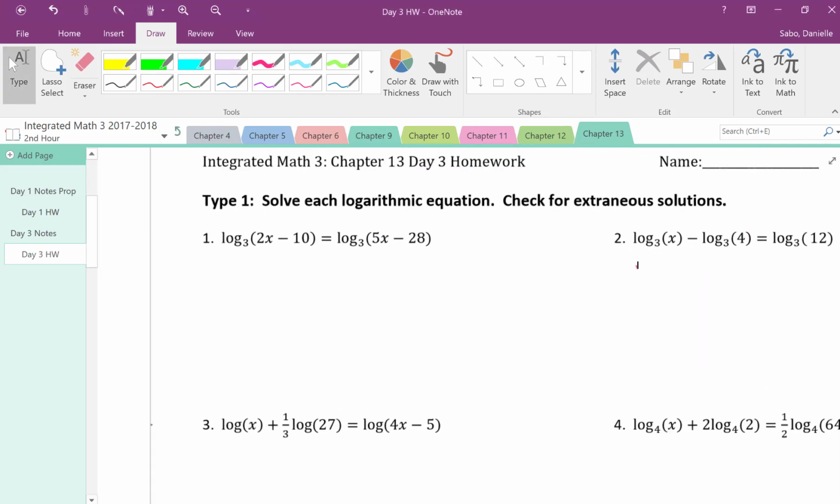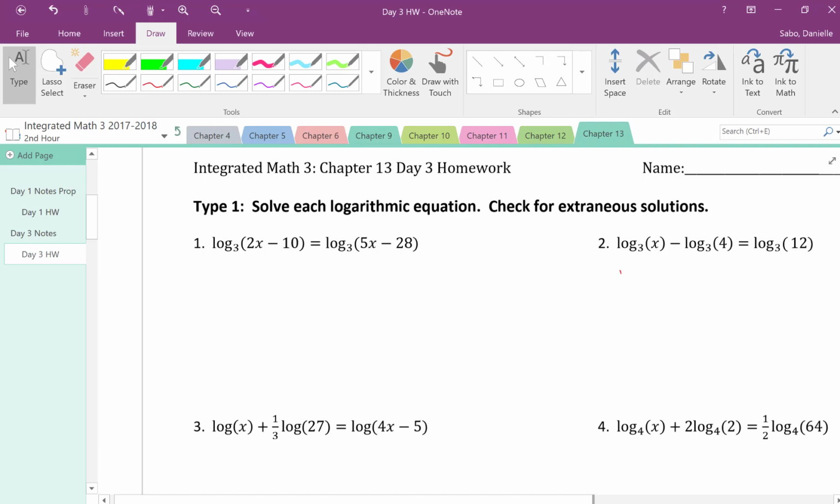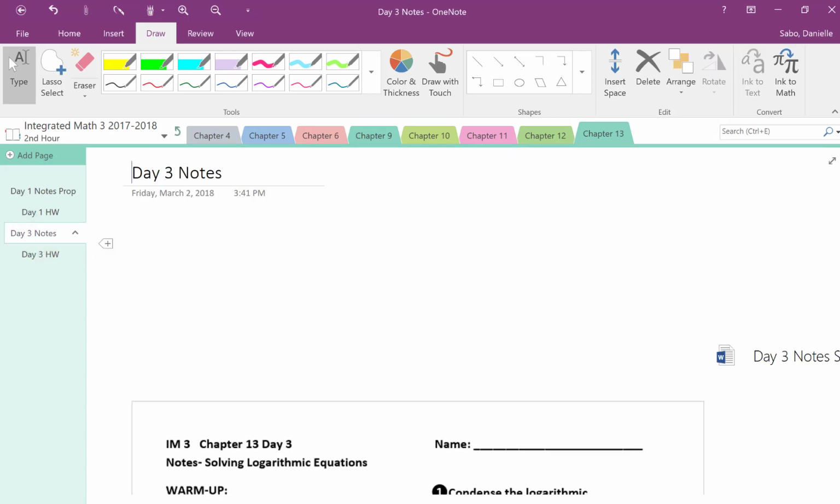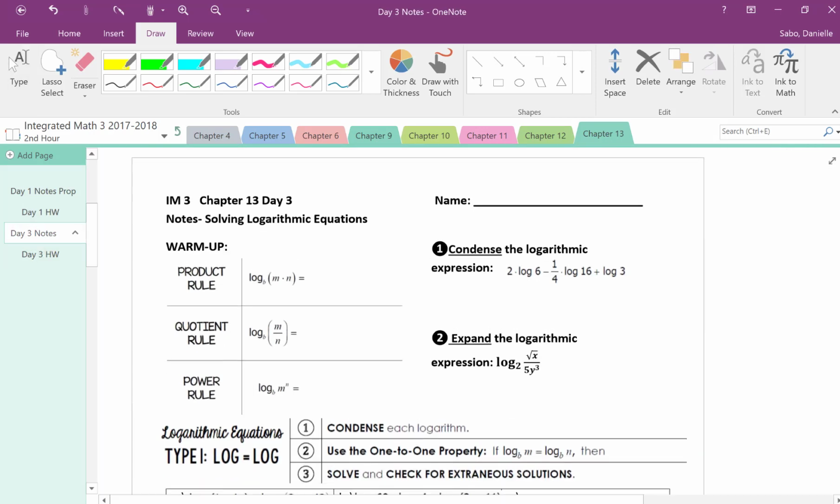Okay. We're going to be solving now. So remember, solving, there should be an equal sign here. I'm on the homework. We're good. We'll start over.